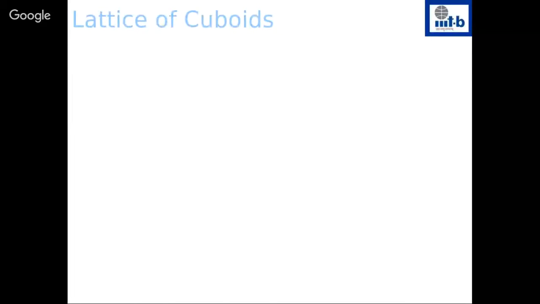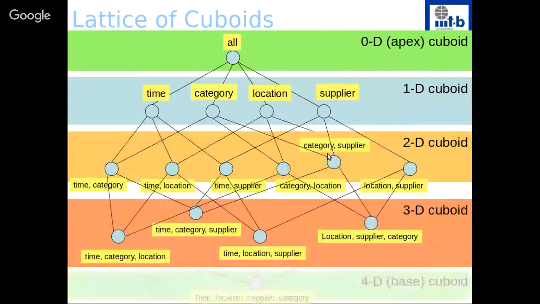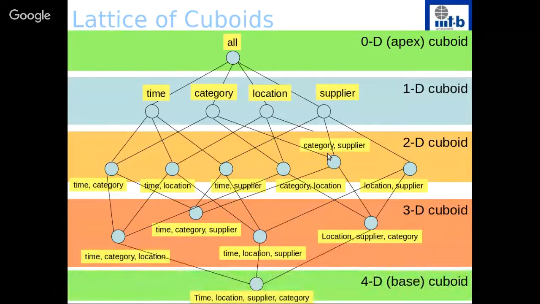Great. Good. So this is the lattice of cuboids. Okay. So let us look at the base cuboid here. So time, location, supplier, and category, right? So these are the dimensions on which I'm having some quantitative data. It could be profits, it could be sales, it could be whatever, right? So when you look at it, start from the bottom. It is called the base cuboid. When we go up the lattice, right?